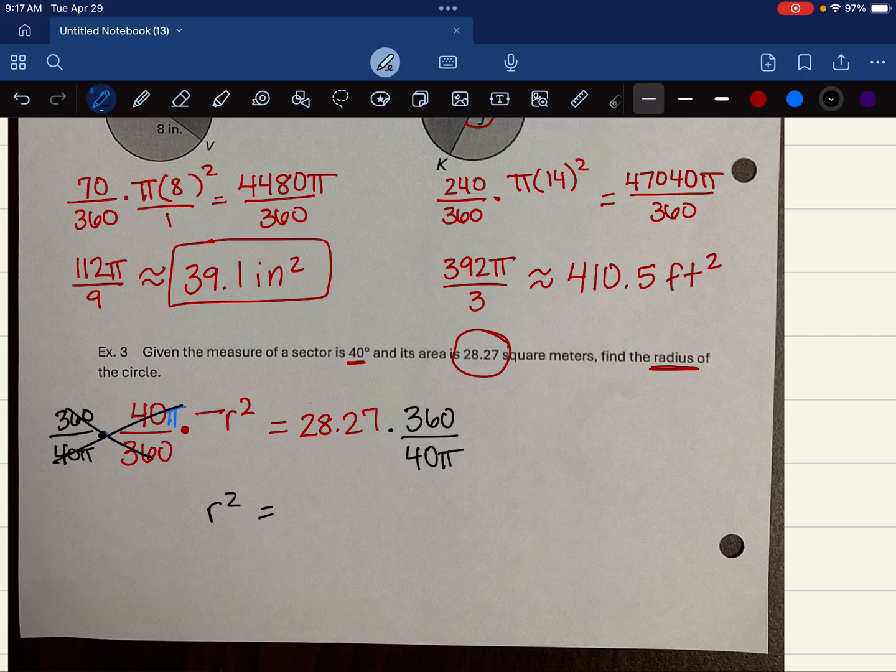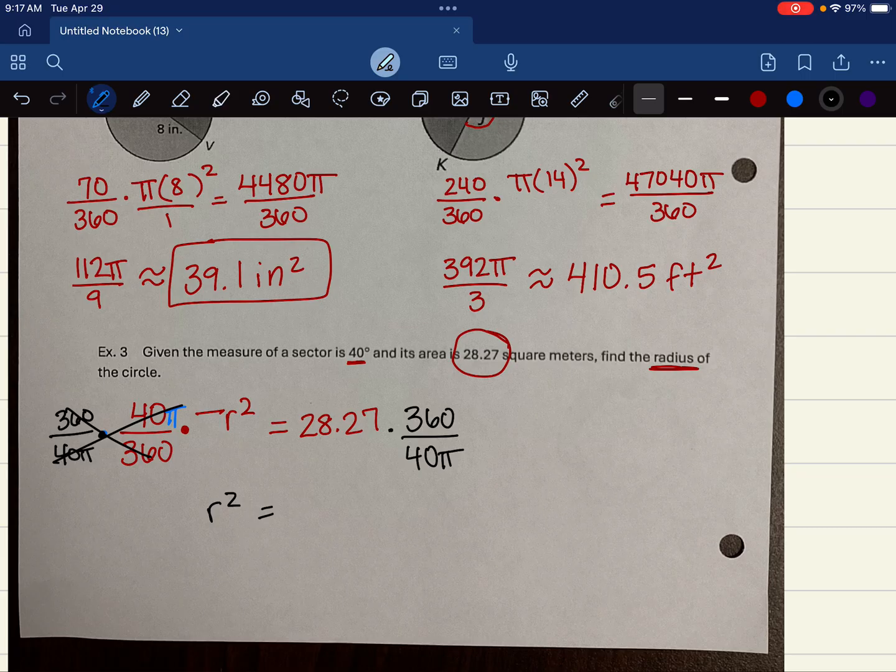So here's what I would do. In your calculator, I would type 28.27 times 360, hit equals. 10,170. Listen, you have to be careful how you type this. So you're going to do 28.27 times 360, then you're going to hit divide, and in parentheses, you're putting 40 pi. Put the pi inside of it. 80.9. I agree with that.